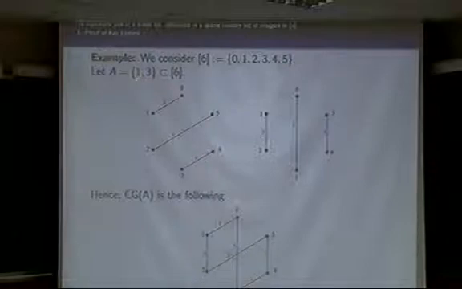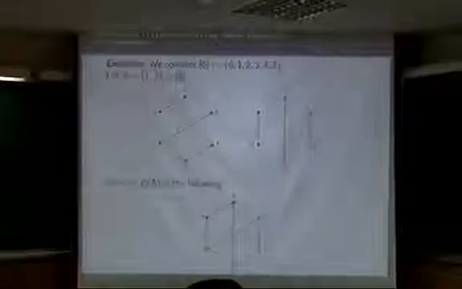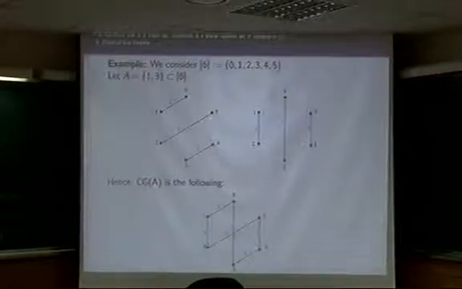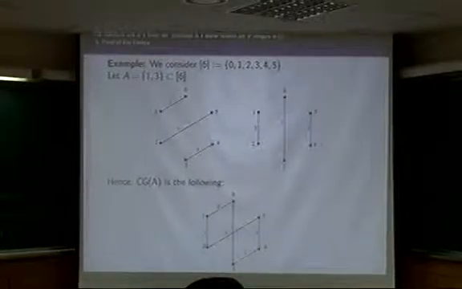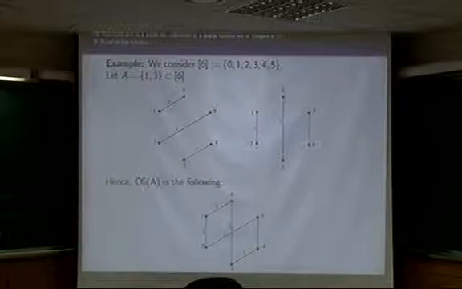Each element in A creates several edges for the Cayley graph. First, the element 1 is in A. So we have these red edges because 1 plus 0 is 1, and 2 plus 5 is 7, which is 1 mod 6. And 3 plus 4 is 7, which is 1 mod 6. So we have these edges, and we give the label 1 to each of these edges. On the other hand, the other element 3 in A generates different kinds of edges like this, because 1 plus 2 is 3, etc. So the Cayley graph of A will be the union of the two, which is like this.